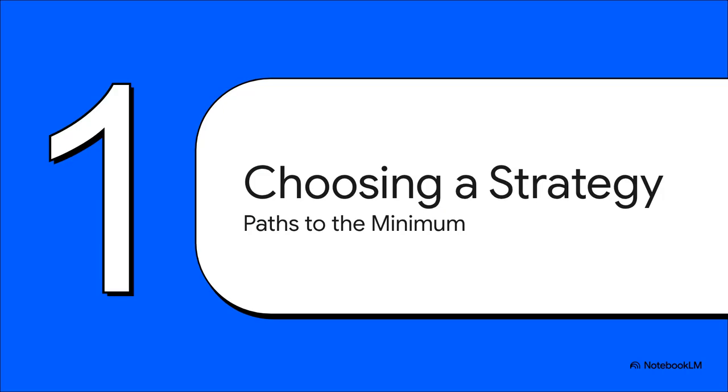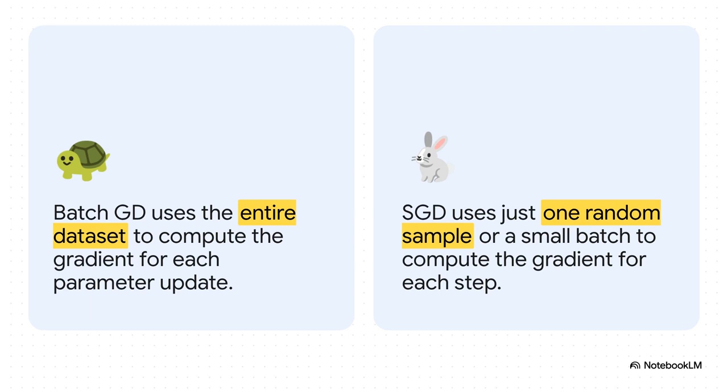All right, so walking downhill seems pretty straightforward. But as it turns out, there's more than one way to get to the bottom of the valley. An AI can choose different strategies for its journey, and that choice makes a huge difference. We're going to look at two of the biggest ones. On one side, you have batch gradient descent, or just GD. On the other, stochastic gradient descent, or SGD. You can really think of them as two completely different hiking philosophies.